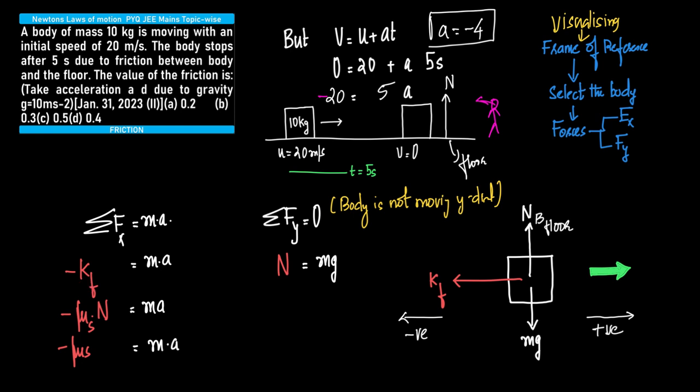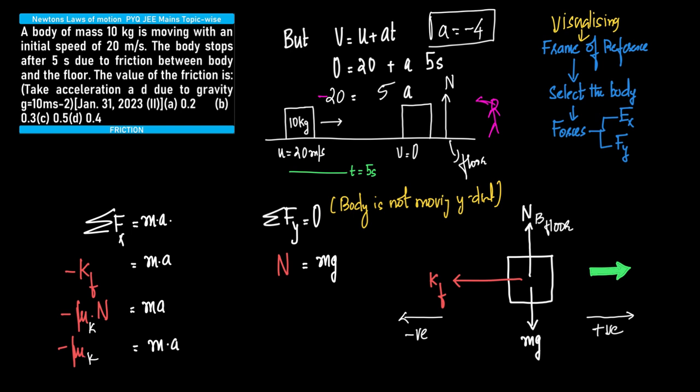And what is the value of kf? Kinetic friction is not given. We need to find the value of friction. So what is the formula for kinetic friction? It is mu. My bad, this is not mu s. This should be mu k. So what is mu k into n? Minus mu k into n is equal to ma.